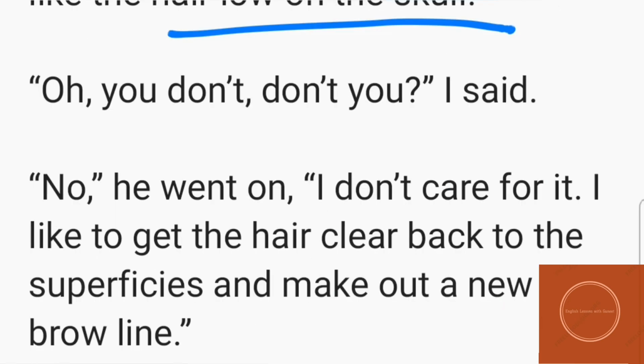Then, "Oh, you don't?" Means the customer is saying to the photographer, you just don't like this. And now the photographer says, "No," he went on, telling about the other things that he had done. "I don't care for it. I like to get the hair clear back to the superficies and make out a new pro line." So now he's saying, yeah, I don't like it too low over there, and I like to get the hair back to the superficies. Superficies here means the face. He likes to get it back to the outer lining of the face and make a new pro line.